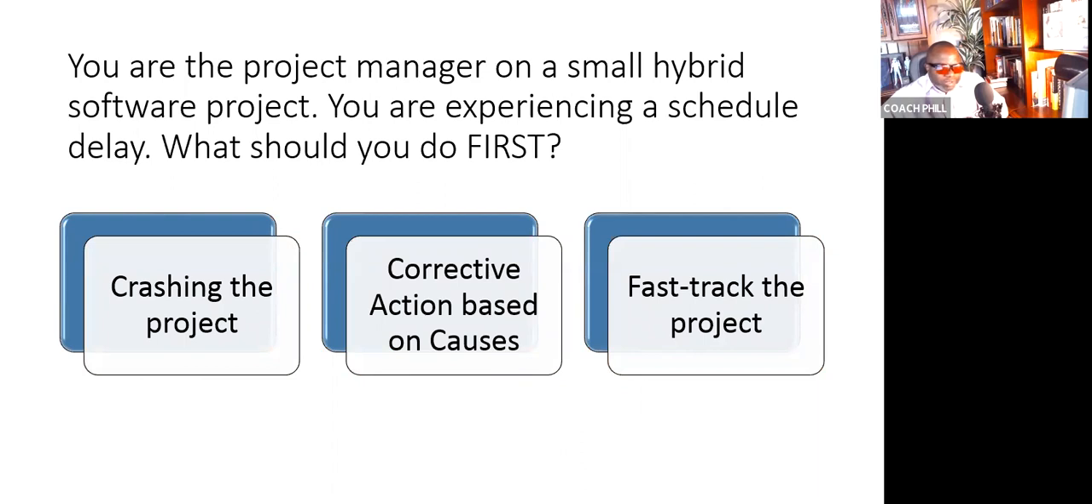You are the project manager on a small hybrid software project. You're experiencing a schedule delay. What should you do first? 3, 2, and 1. The answer is corrective action based on causes. You don't know the cause of the delay, so you cannot prescriptively say crash or fast track.